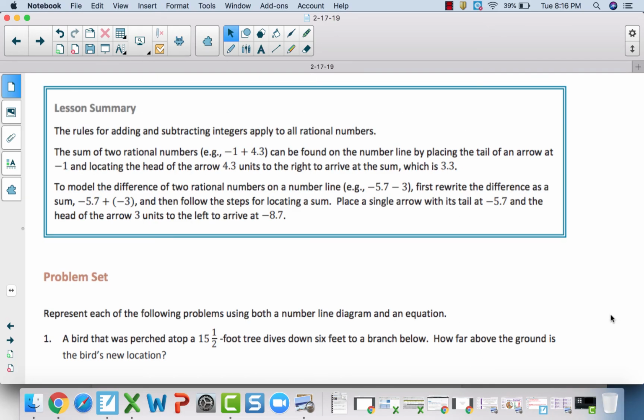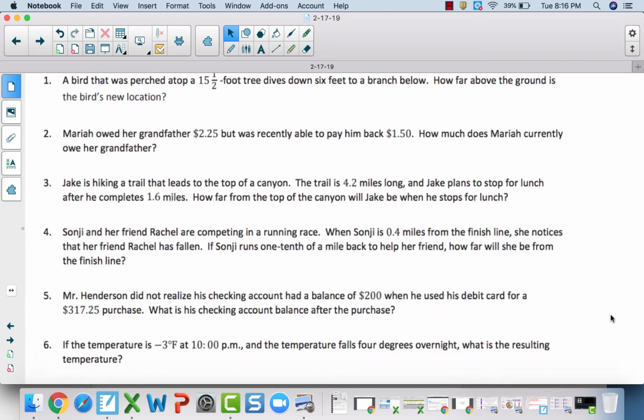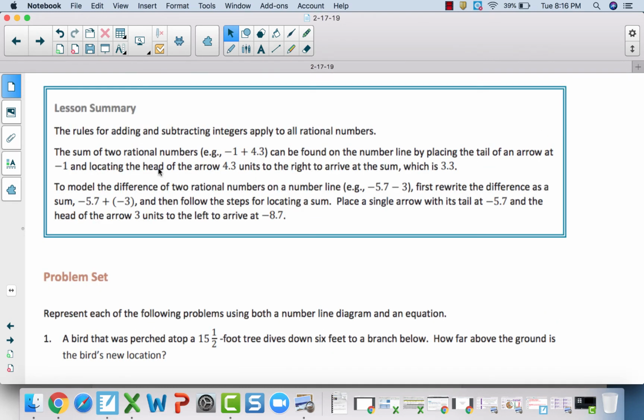Now, we're going to take a quick look at the lesson summary before you tackle these 6 problem set questions. The rules for adding and subtracting integers can be extended to rational numbers. And that's the key understanding for this lesson: those rules of switching the subtraction to addition and then using those addition rules. Same sign, you find the sum, meaning you add. Different signs, you find the difference, meaning you subtract.